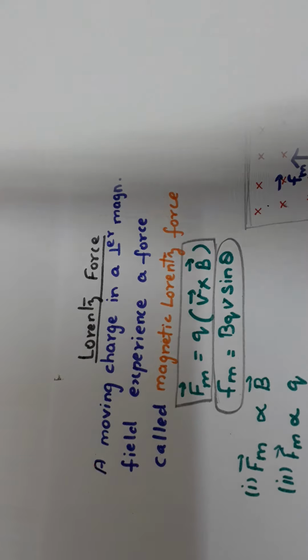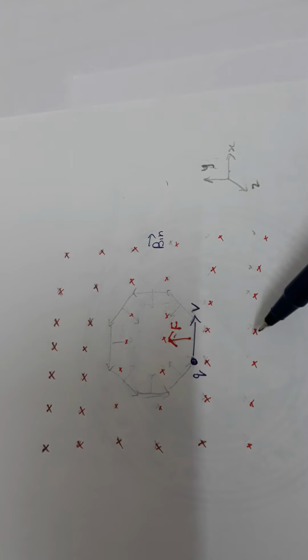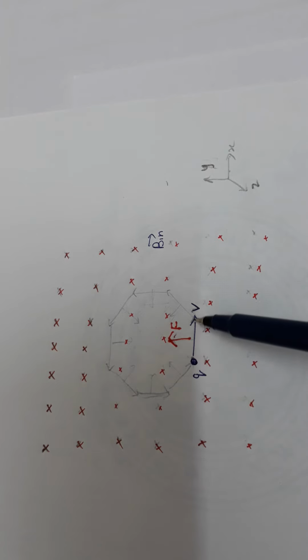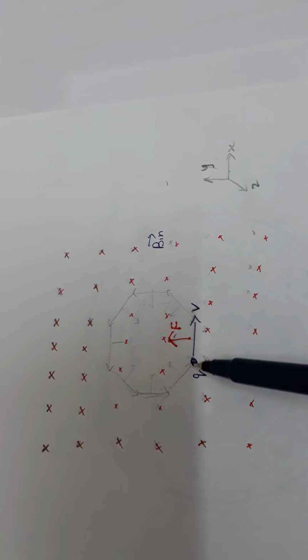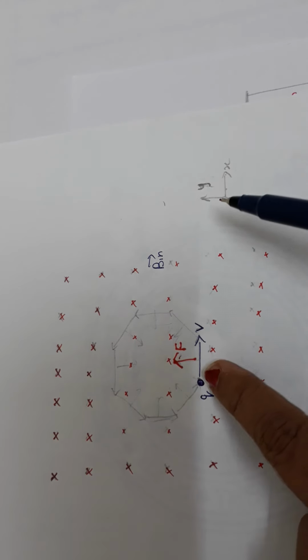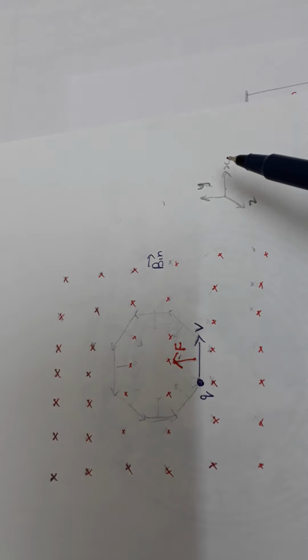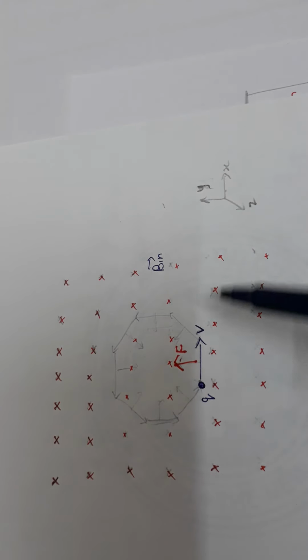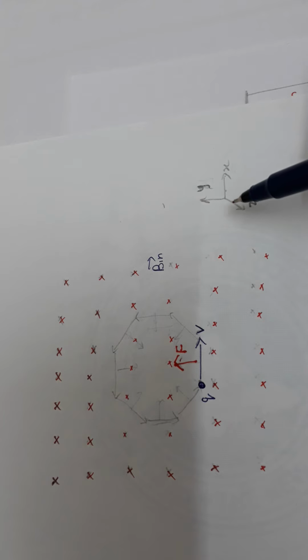Right? Now you observe this diagram, children. I have drawn here crosses which represent a magnetic field acting into the paper. Now you can see a charge q moving along this direction, say along the x direction. And the magnetic field is acting into the paper, that is, along the z direction.